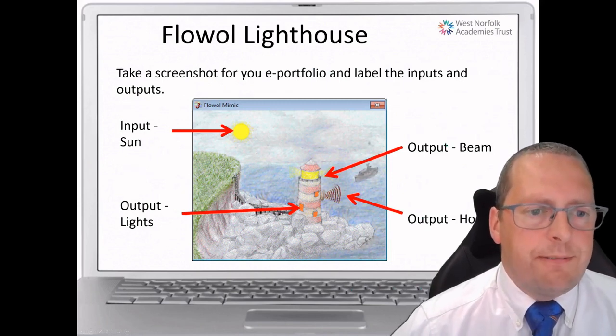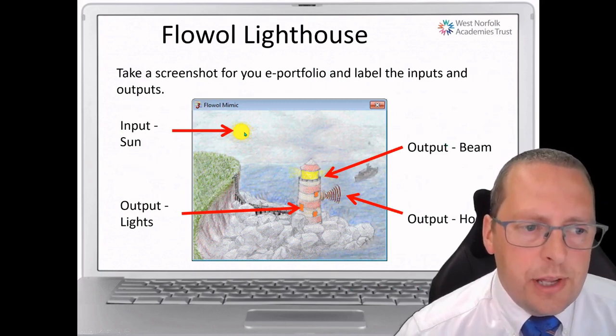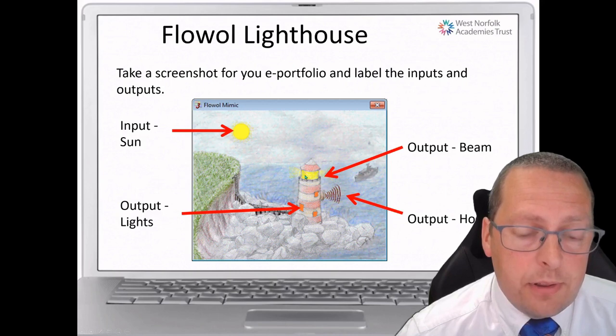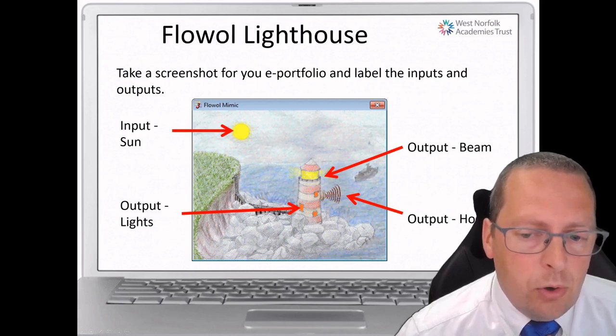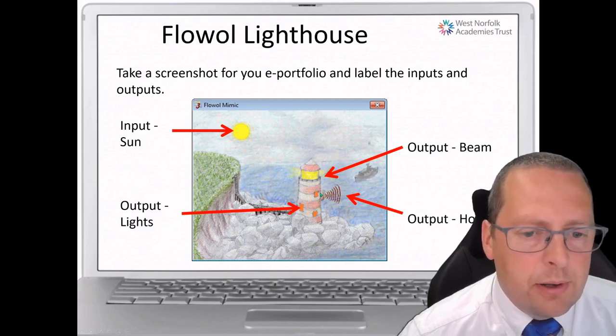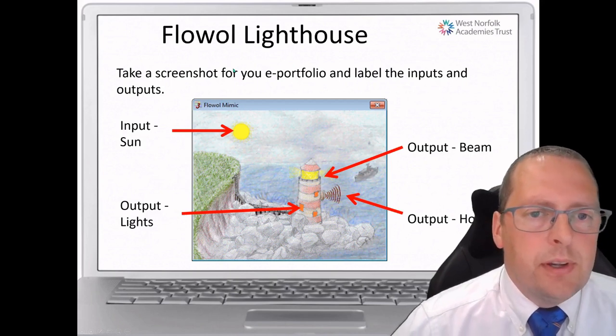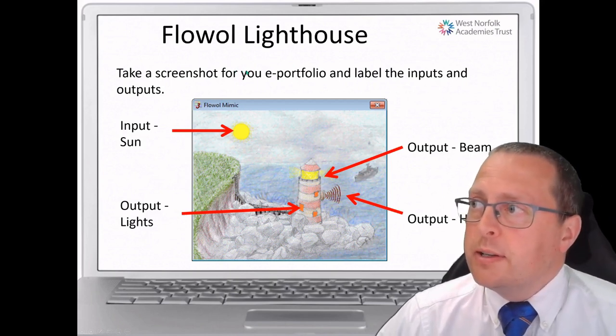Okay, hopefully you've found out that the sun is an input and the outputs on the lighthouse are the beam, the light itself, the main light, the horn. Although it doesn't make a sound, you can visually see that the horn is on or off, and there are lights actually inside the lighthouse for the lighthouse keeper, so we can see inside the lighthouse when it's dark. So that's what we're looking to create.